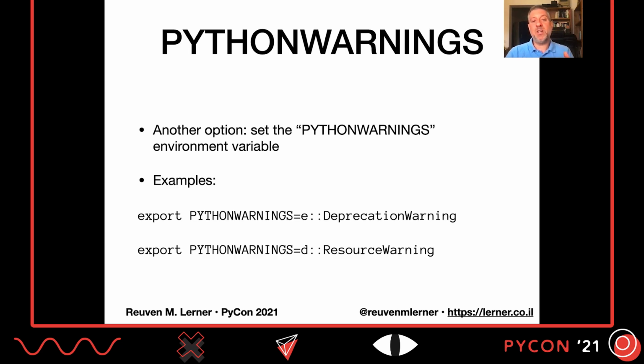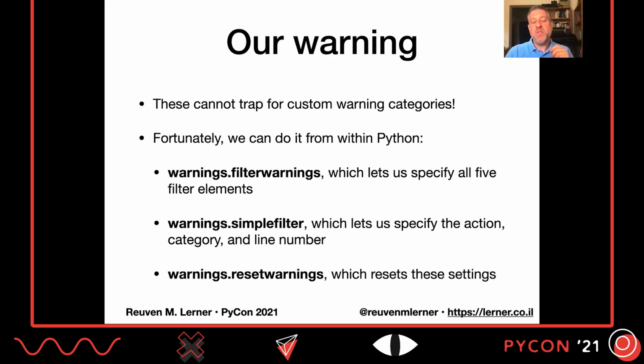Now, there is another option where you can set the PYTHONWARNINGS environment variable. So we can say PYTHONWARNINGS equals E, DeprecationWarning, and D, ResourceWarning, so we can do all that stuff. Now, the thing is, you can't use the -W switch or PYTHONWARNINGS, the environment variable, for custom warning categories. That's because our custom warning categories are classes defined in our code, and because those warning switches are done before our code is loaded and run, it just can't know about it.